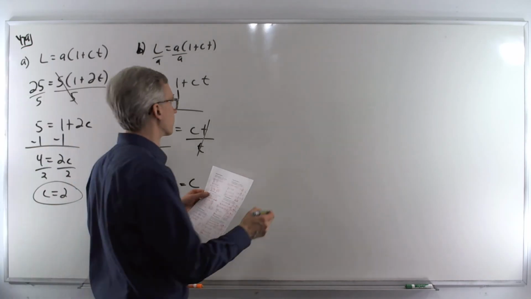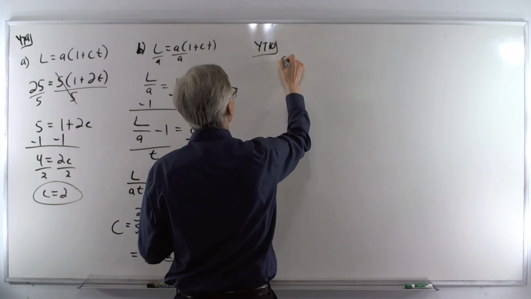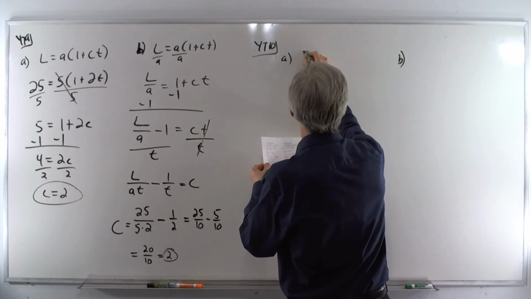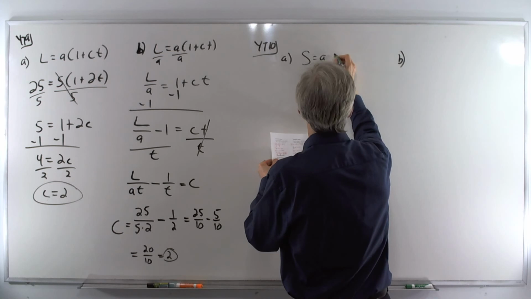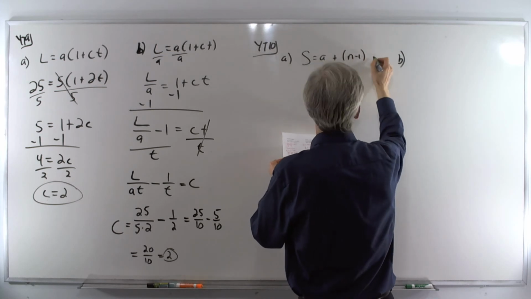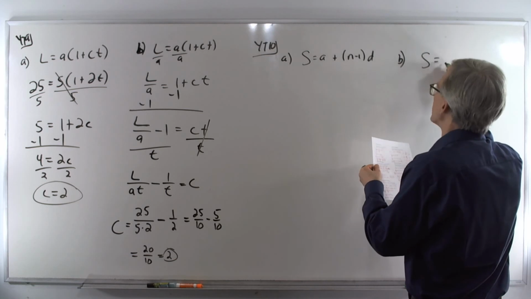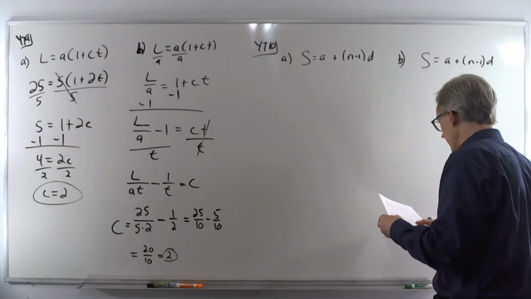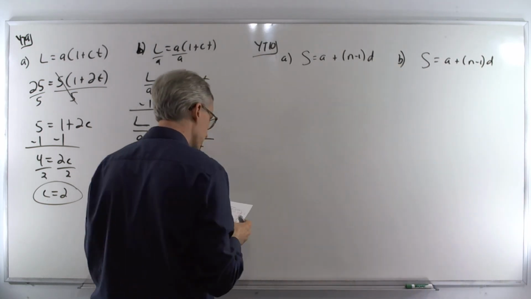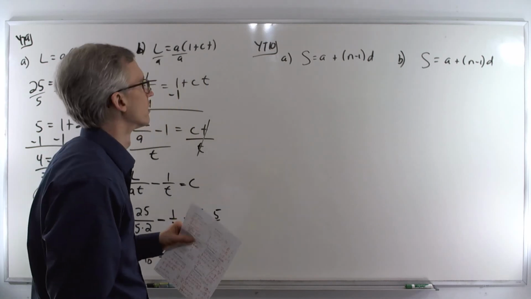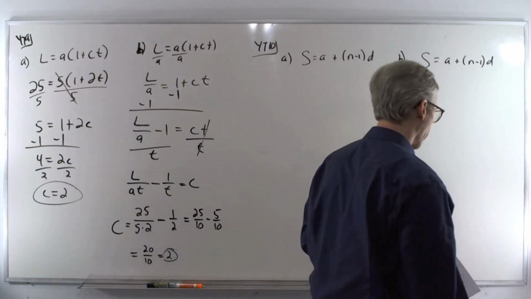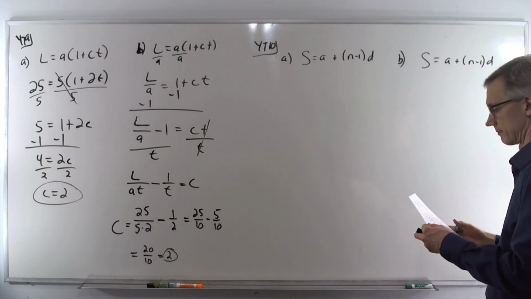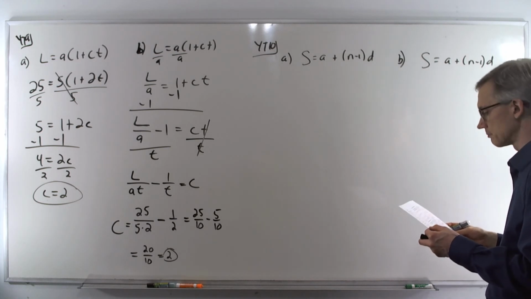Your turn, number 10. So our formula is S equals A plus N minus 1 times D. And we're going to solve this for N. N is inside the parentheses. So we're going to have to get rid of all the stuff on the outside before we can get to the N. And then on the left, what we're doing is plugging in first.